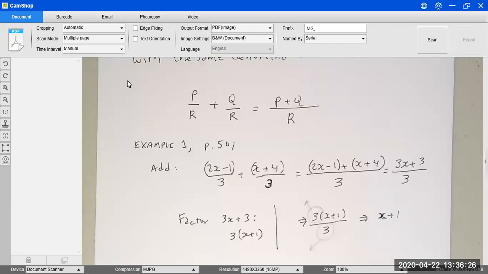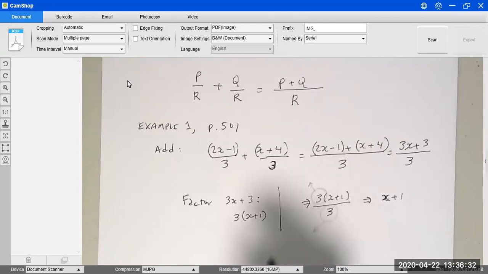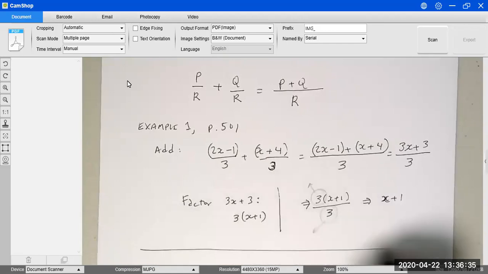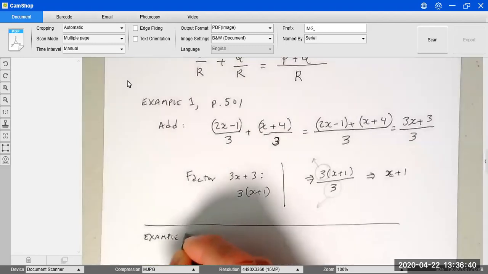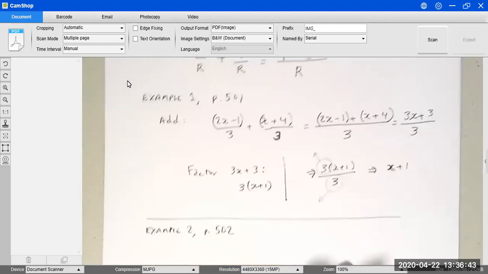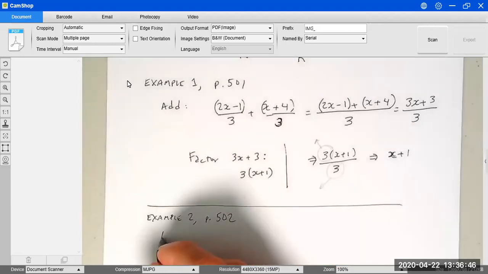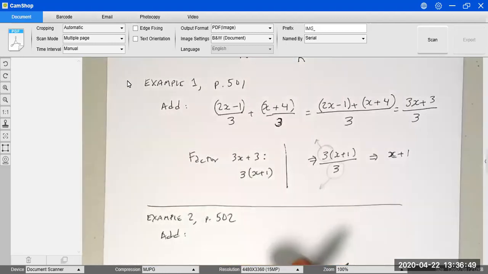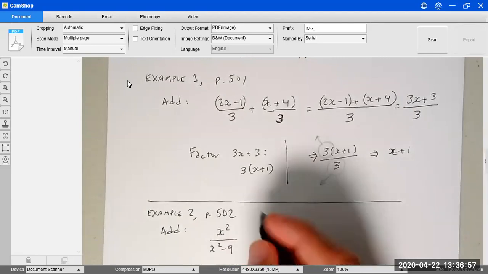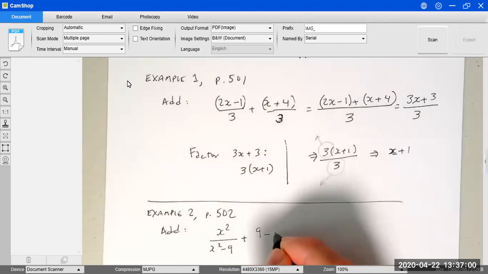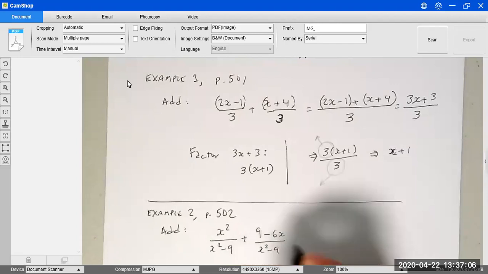Let's work one more problem before solving some subtractions. So example 2. Example 2 on page 502 is another addition. We're going to add x squared over (x squared minus 9) plus (9 minus 6x) over (x squared minus 9).